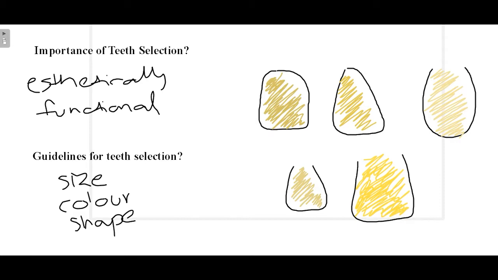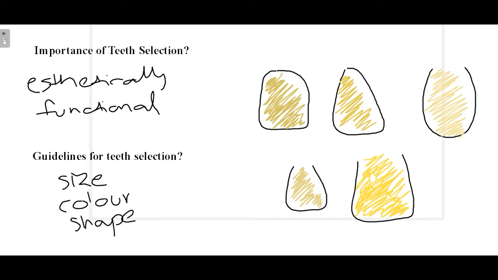Now, what are the different guidelines that are available for teeth selection? There are three. First is size. By size, we determine how large or small the tooth is required to be, or the same size as it was in the previous denture or the previous record of the patient. Secondly, color. Color tells us how bright or dark the tooth should be as per requirement of the patient. And shape, finally: should the teeth be as they were in the patient's previous records, or curved, straight, or have some amount of wear.